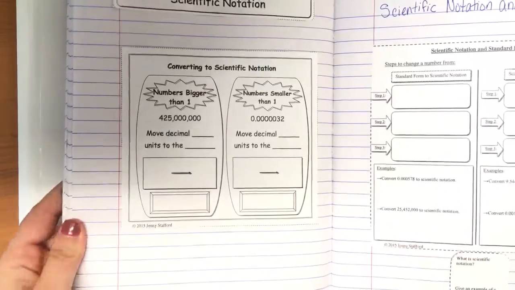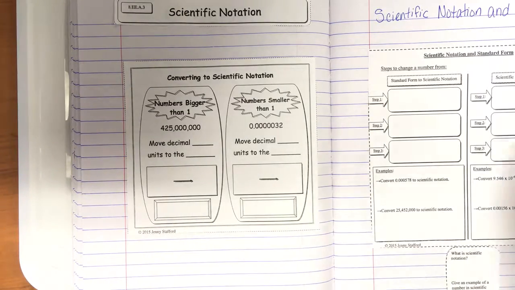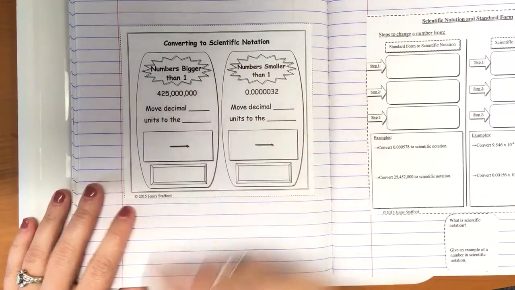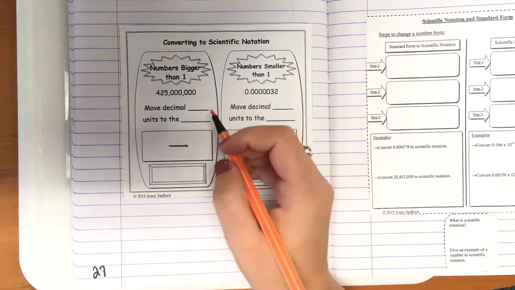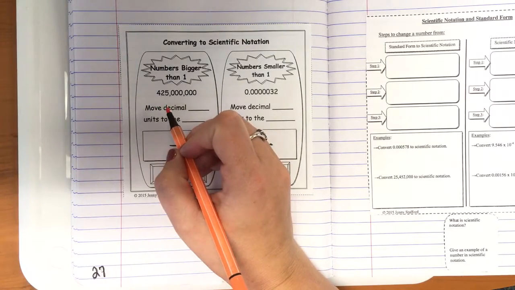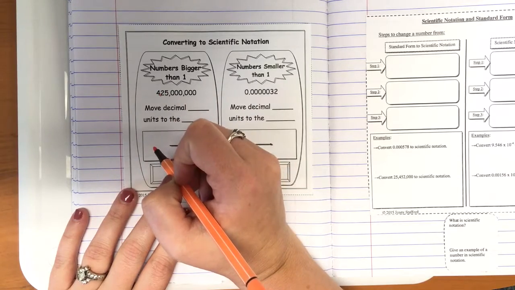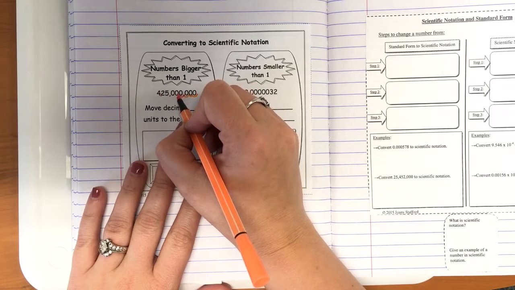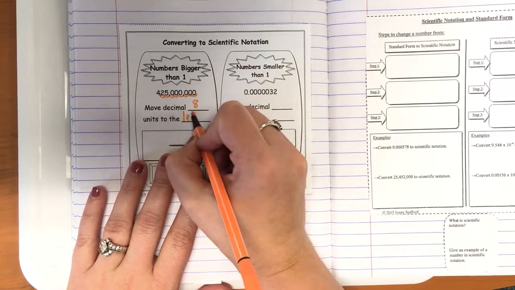Left side, right side. So we're going to start with talking about converting to scientific notation, because that's mainly what you're going to be doing, going from standard form to scientific notation. So for numbers bigger than 1, you're going to move your decimal. You want the number to be greater than or equal to 1 and less than 10. And so in this case, that would be 4.25, greater than or equal to 1 and less than 10. So we've moved the decimal 1, 2, 3, 4, 5, 6, 7, 8 places to the left.